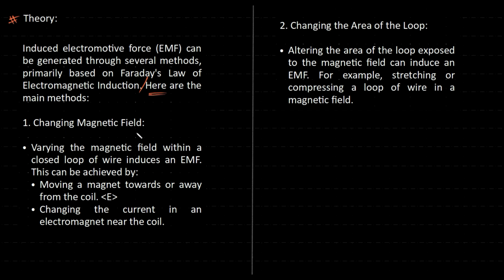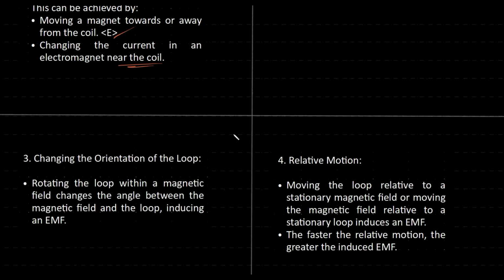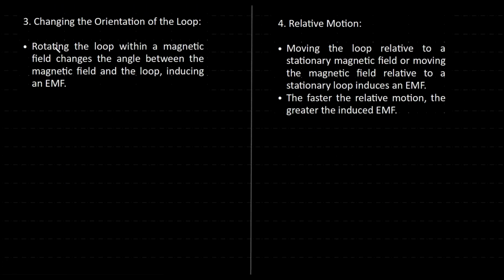Changing magnetic field: varying the magnetic field within a closed loop of wire induces an EMF. This can be achieved by moving a magnet towards or away from the coil. This we have already seen. Changing the current in an electromagnet near the coil, this too we have explained. Changing the area: altering the area of the loop exposed to the magnetic field can induce an EMF, for example, stretching or compressing a loop of wire in a magnetic field. This too we have taken up, sorry, explanation, not experiment.